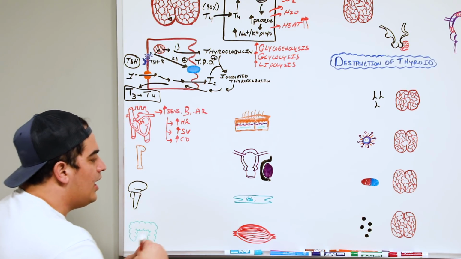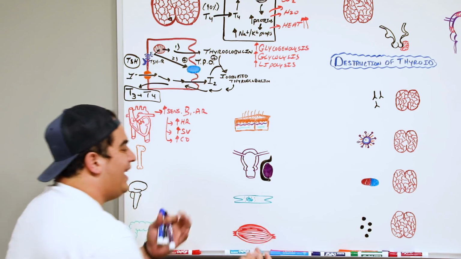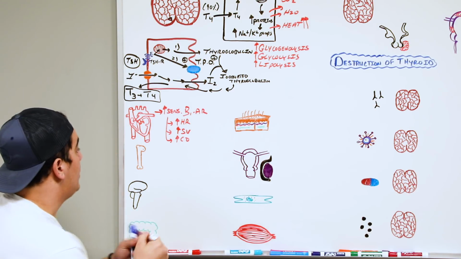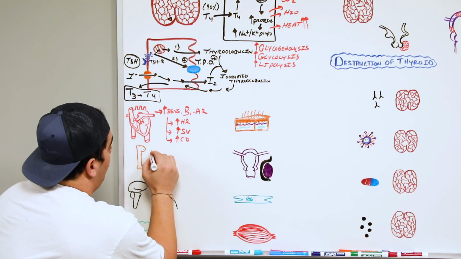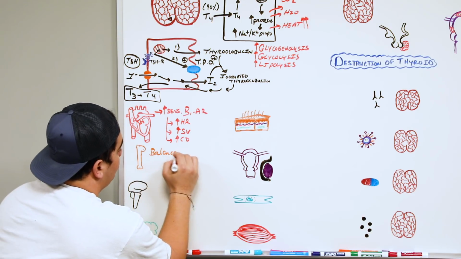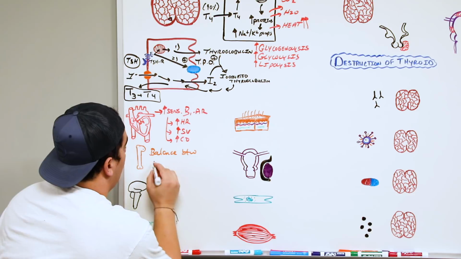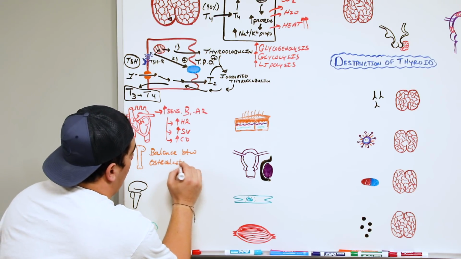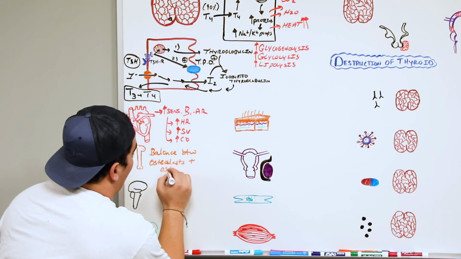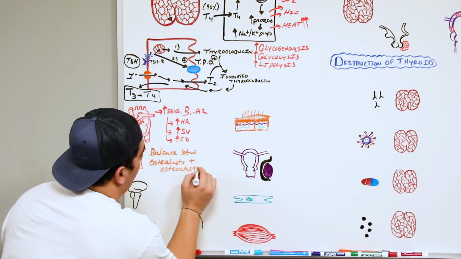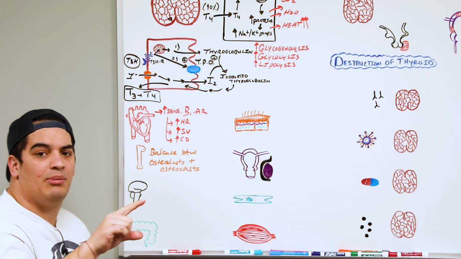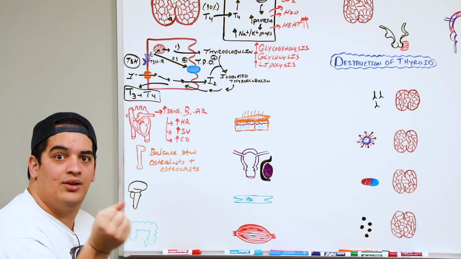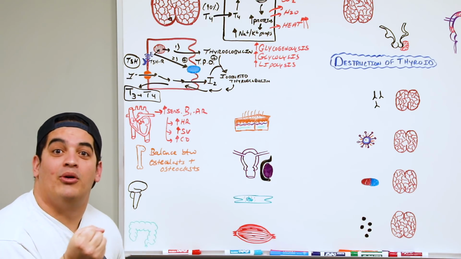Within the bones, the big thing that you need to remember is that it maintains a beautiful balance between osteoblasts and osteoclasts. That's super important, okay? What do osteoblasts do? Deposit calcium into the bone, deposition. What do osteoclasts do? Pull calcium from the bone, resorption.